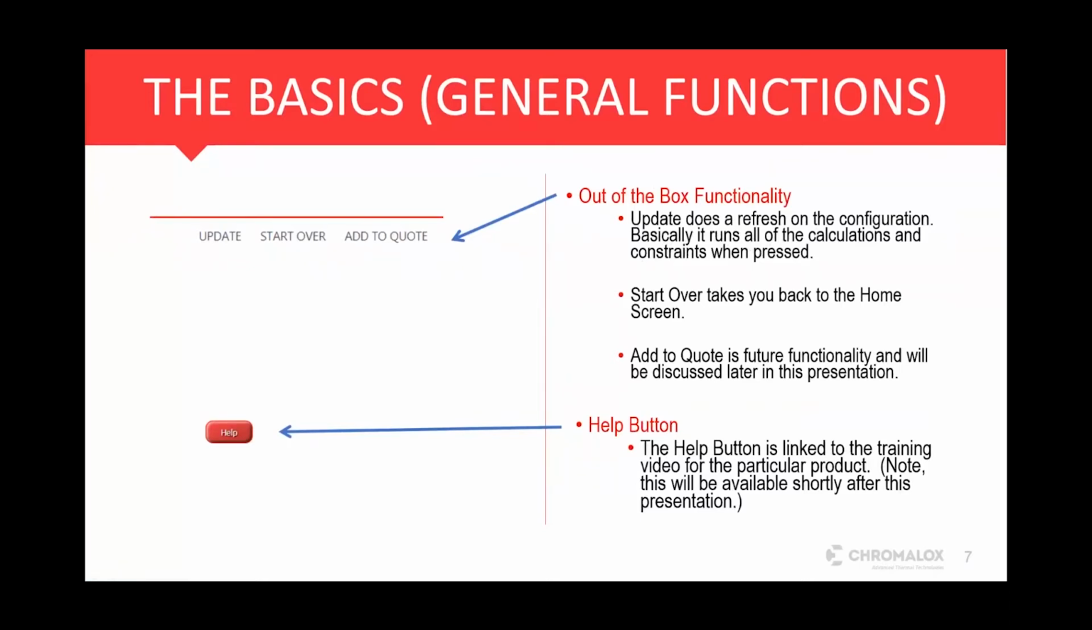Some of the controls in CPQ do not run an update automatically, or we can even set them not to do an update automatically. So you can always hit the update button on the upper right, and that will run all the rules. Start over, which you see here, takes you back to the home screen where you go all the way back and you work your way down through the products to get to where you want.